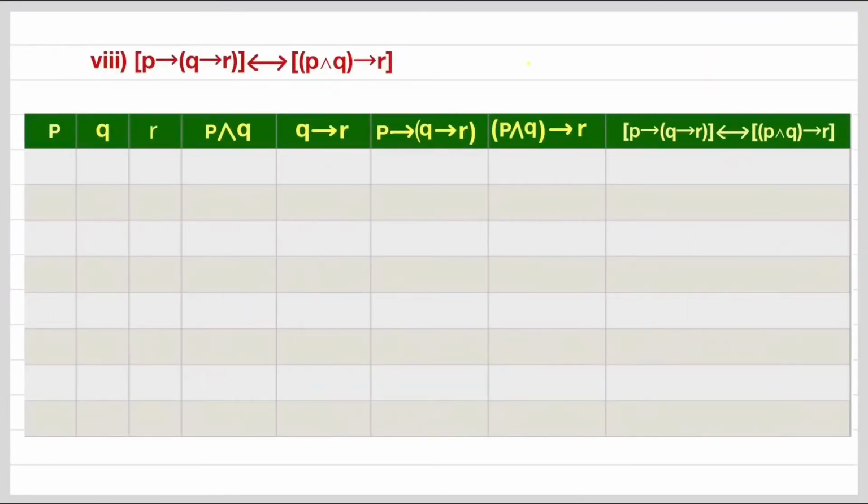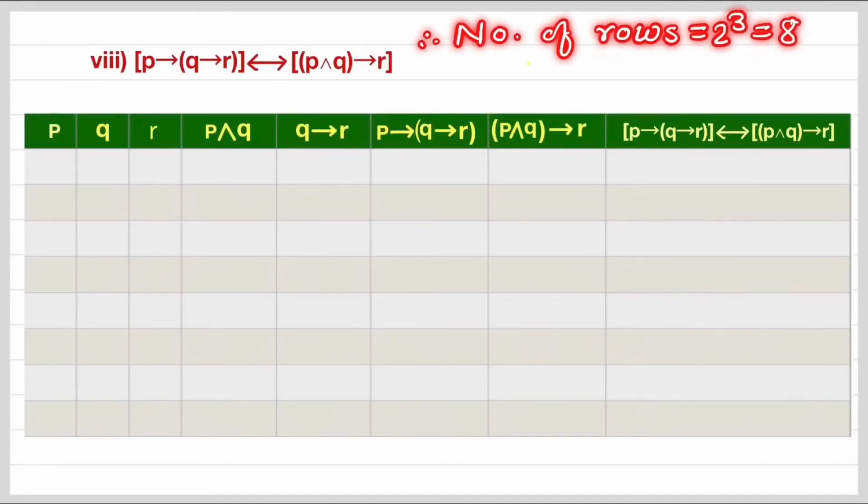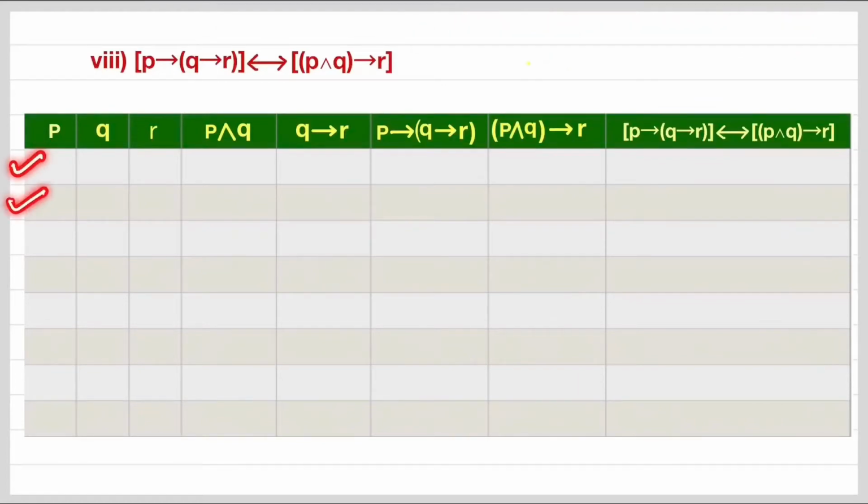Next one. P implies Q implies R, double implies P and Q implies R. How many statements? 1, 2, 3. 3 statements are there. Therefore, number of rows is equal to 2 raised to 3 is equal to 8. See, 1, 2, 3, 4, 5, 6, 7, 8. 8 rows.